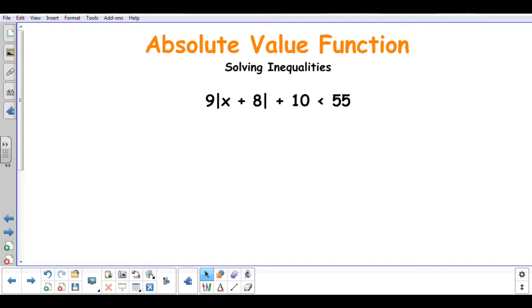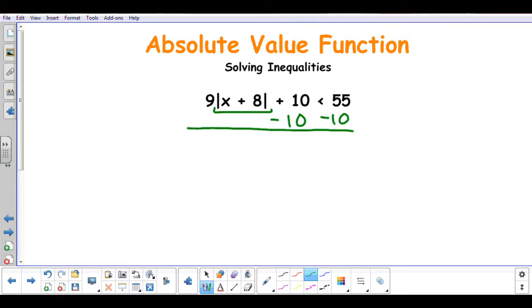When solving an absolute value function inequality, it's going to be very similar to what we did for an equation. So we still need to isolate the absolute value brackets first. So we need to subtract our 10 from both sides. So that'll leave me with the 9 times our absolute value of x plus 8 less than 45.